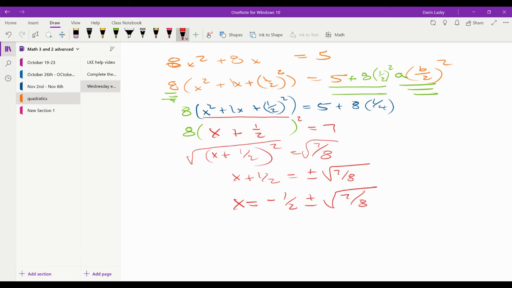That's a complete the square problem. Refer back to this step right here where we did our b over 2 squared step. So our b over 2 squared, that step has to be multiplied by a. Okay? That step has to be multiplied by a. That's our key step right there. Got to make sure we do that.